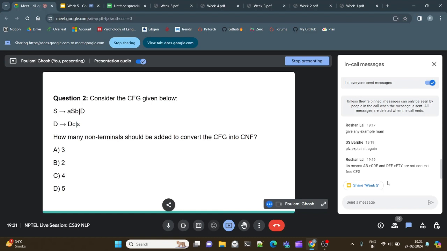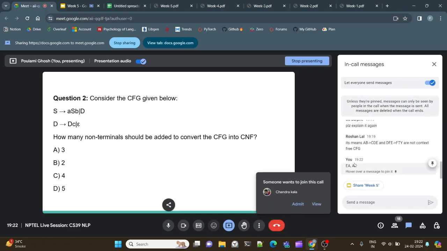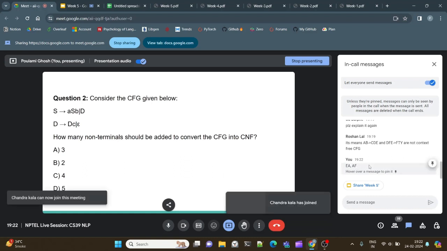In the example, Roshan, last time we have given two production rules. One is AB to CDE and another one is DFE to FTY. So these are completely different production rules. Say on the left hand side you have EA on one hand, on another hand you have A and F. So these are two different contexts. In one context you have E appearing before A, and in another you have F appearing after A.